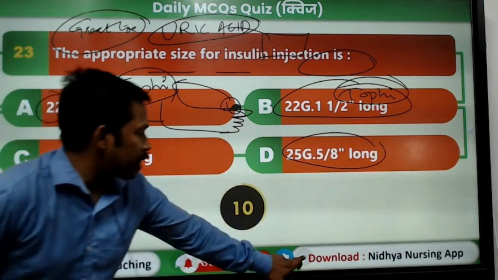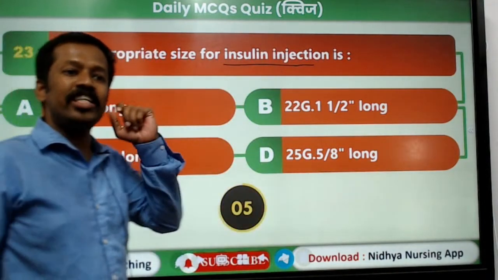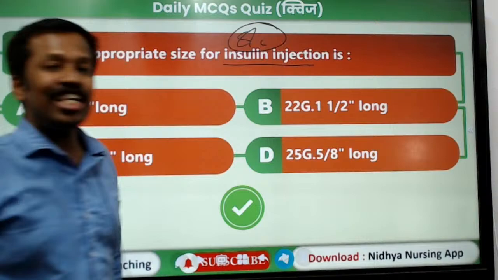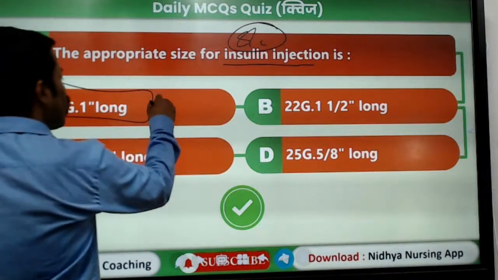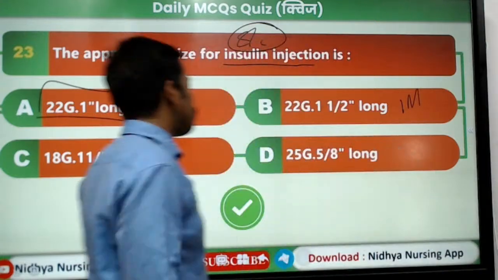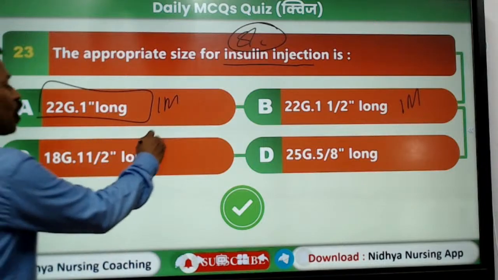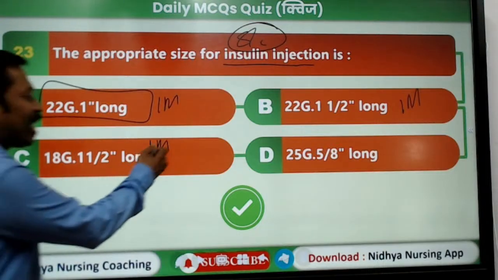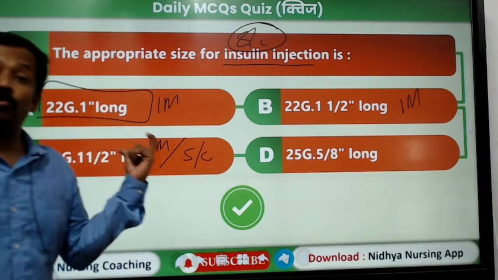So what is the size of a needle we are using for insulin injection? What is the route of insulin injection? Subcutaneous. Subcutaneous is the route of insulin injection. So 22 gauge and 1.5 inch long, that is for IM. 18 gauge is also for IM. 18 and 1.5, we can use it for IM as well as subcutaneous.